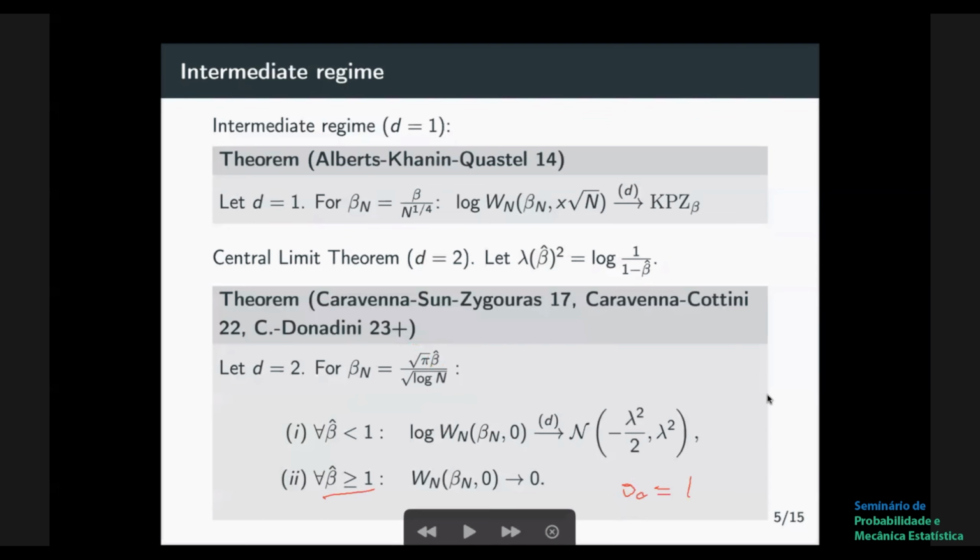What else? Okay, I didn't tell you. So in the case where beta hat is strictly less than 1, you have a Gaussian with this lambda squared, and this lambda squared is given by this expression. In particular, you see that when beta hat goes to 1, then lambda diverges. This is how you prove that, by comparison, you can infer that the critical point has to be 0 because of these formulas, of this limit.